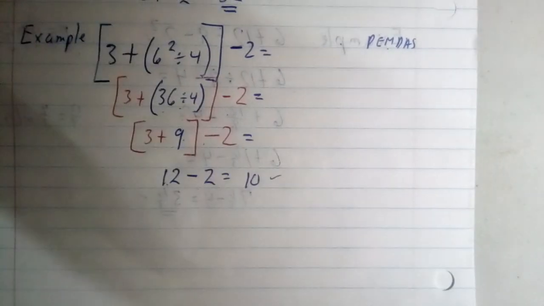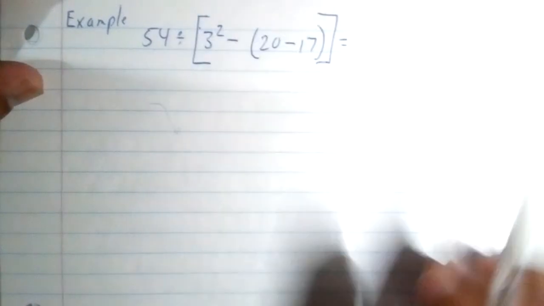So now we go to our next problem with more parentheses, okay, and exponents. So here we go with the next one. Bring on the paper to here. And another example is as follows. Example. Consider that we have 54 divided by, open parenthesis, 3 squared, take away, open parenthesis, 20, take away 17, close parenthesis, big parenthesis.